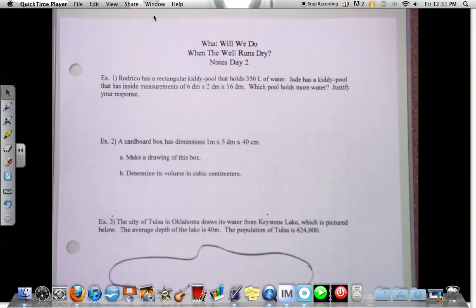Rodrigo has a rectangular kiddie pool that holds 350 liters of water. Jude has a kiddie pool that has inside measurements of 6 decimeters, 2 decimeters, and 16 decimeters. Which pool holds more water? All right, so what do we know?